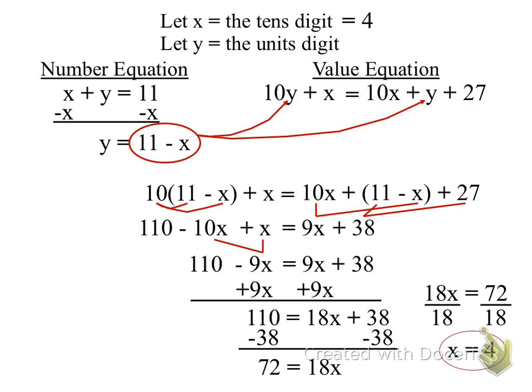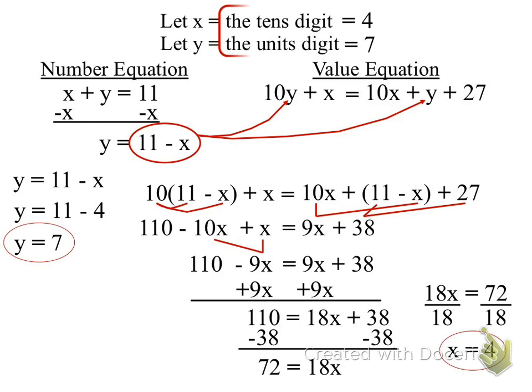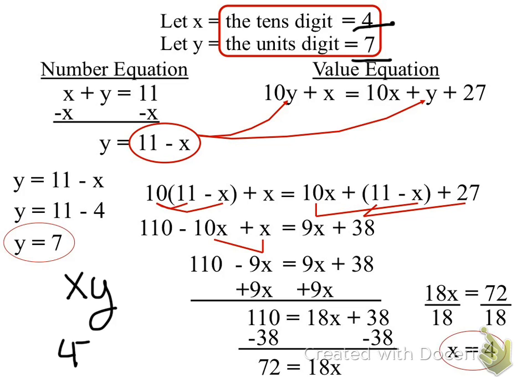Okay? So now what can we do now? Sadat. Well, you substitute the x and the y equals 11. Okay? So we go back to this original equation, y equals 11 minus x. Substitute the 4 in, and we get y equals 7. Okay? So my original number is xy, and we know what x is, and we know what y is. What's the original number? Luke. 47. The original number was 47.